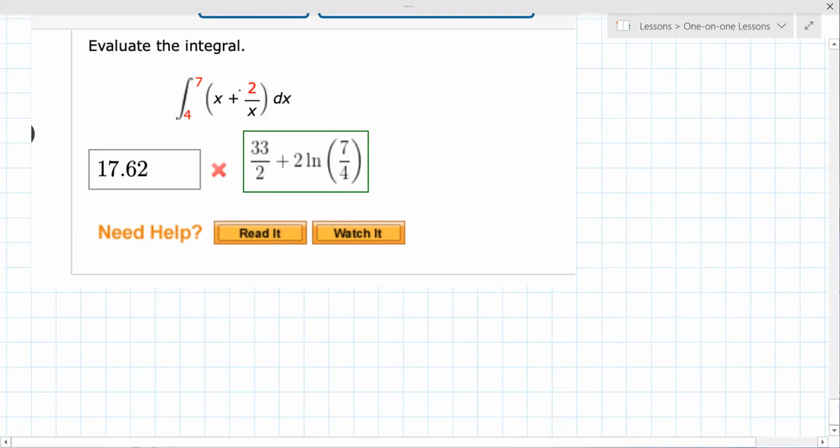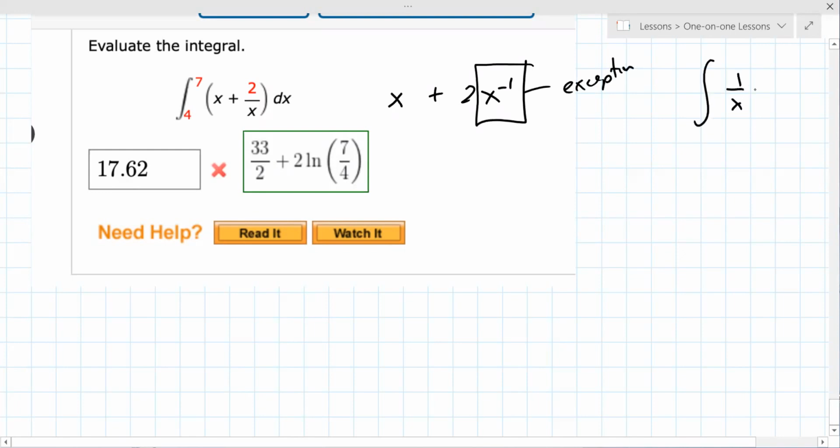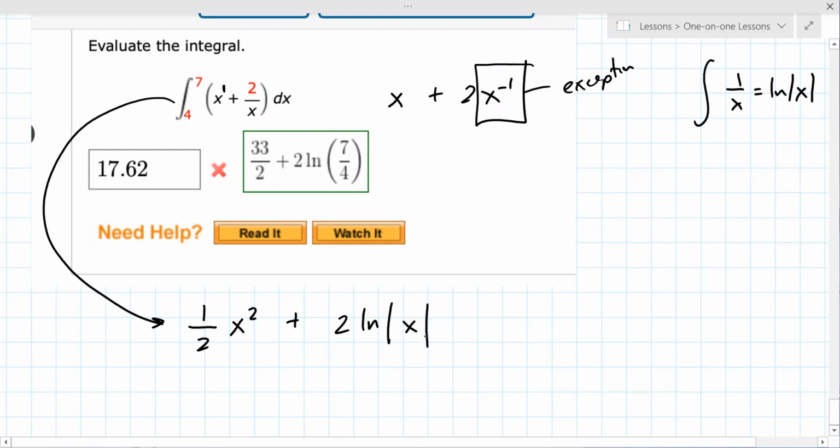Okay. All right. So the one exception to what I said earlier, I said, okay, well, you should write this as 2x to the minus 1. The problem is that this is the exception. What is the integral of 1 over x? It's the natural log absolute value of x. So everything I just said applies except when it's over just 1x. Okay, so the integral here, the integral of x to the 1 is 1/2 x squared, plus 2 natural log absolute value of x. And then you're evaluating that from 4 to 7.